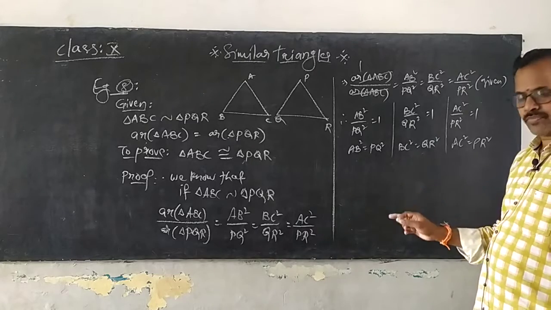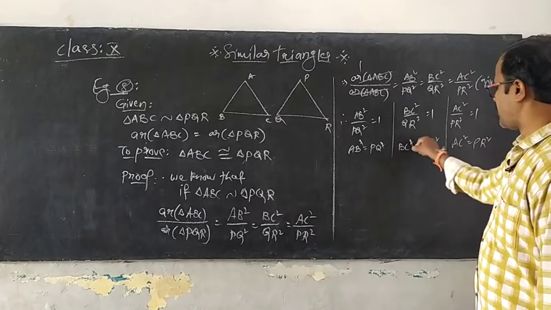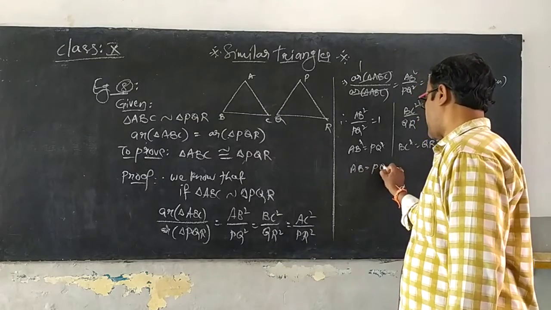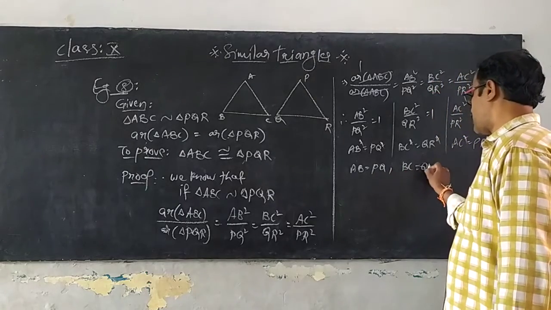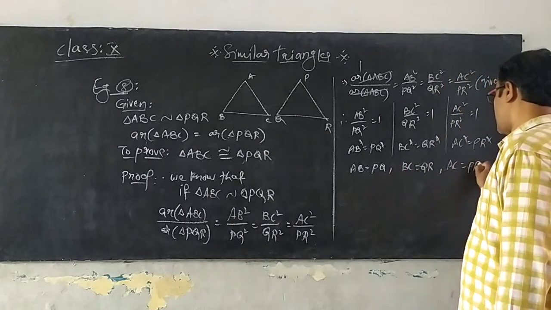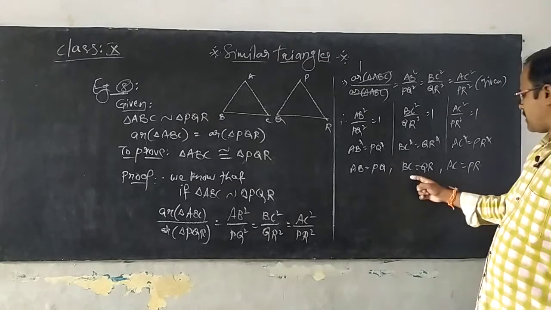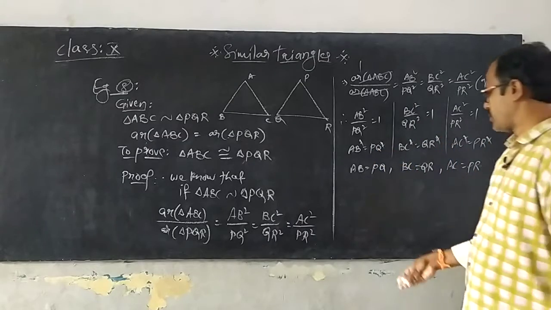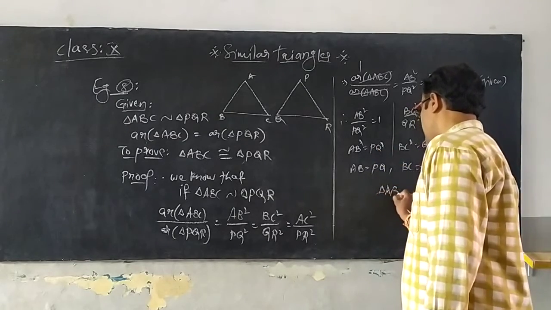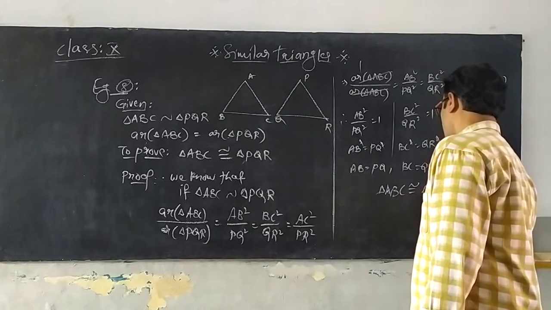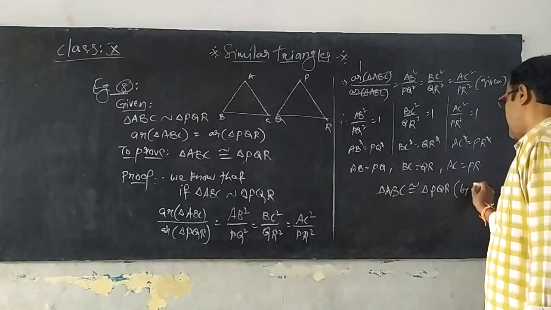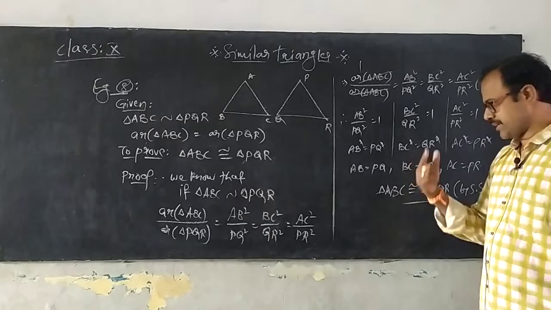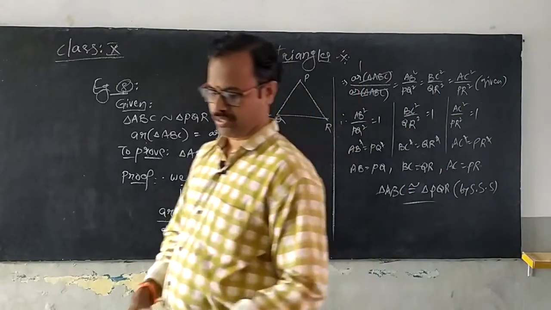Now what can you do now? Excellent. You can cancel the squares. So what do you get? AB is equal to PQ, BC is equal to QR and AC is equal to PR. If three sides of one triangle are equal to three sides of another triangle, then they are said to be congruent. Very good. So triangle ABC is congruent to triangle PQR by SSS congruency. Is that clear, Nana? Right. The first example is completed.